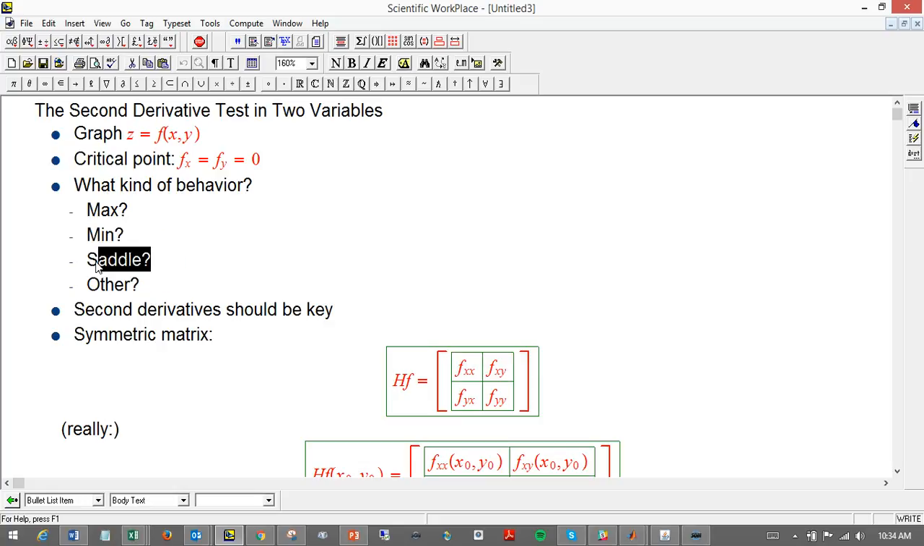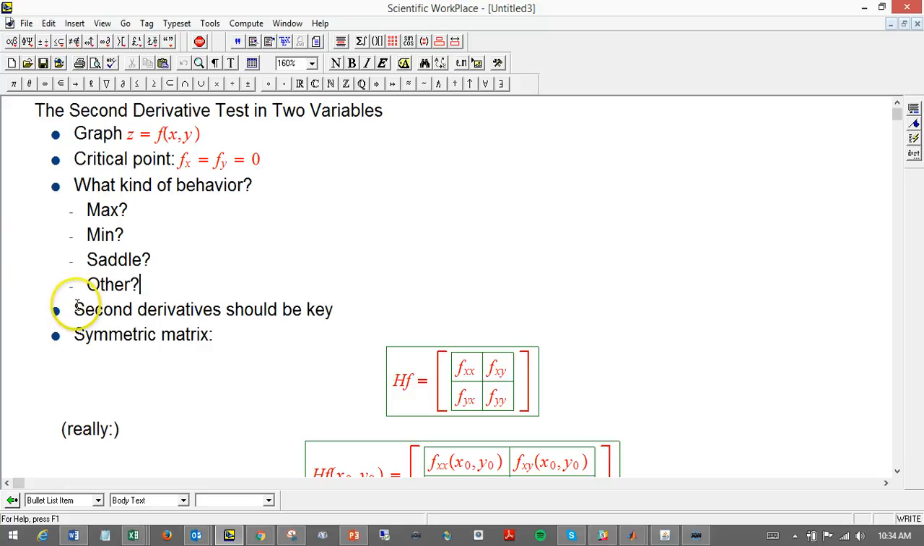Is it a saddle point? That's the kind of thing you can't have in one variable, but is a cool new feature. Or is it something else? Is it something weirder? Is it something that doesn't fall into these three classifications? Most critical points of most nice functions fall into these three categories, and we're going to focus on those, but there might be something weird going on.